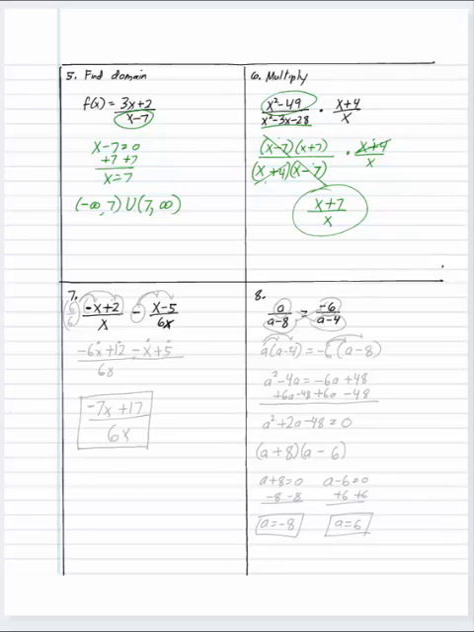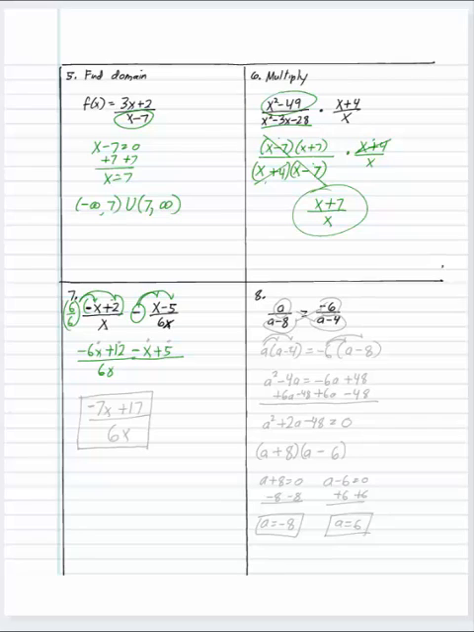For number 7, I would like to subtract, but I cannot yet because the bottom numbers are not the same. But to get them the same, let me multiply the first fraction by 6 over 6. So on top the 6 will distribute, so I get negative 6x plus 12 over 6x. And then for the other fraction, the minus will actually distribute, so it'll become minus x plus 5.